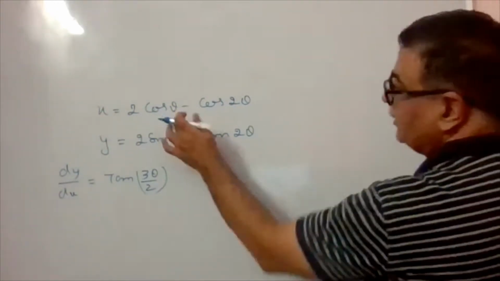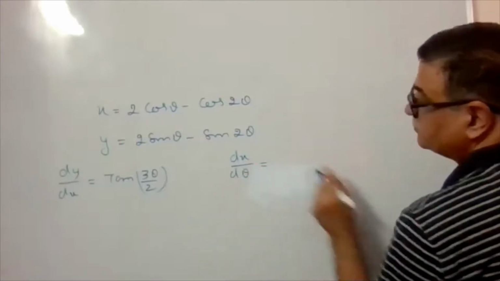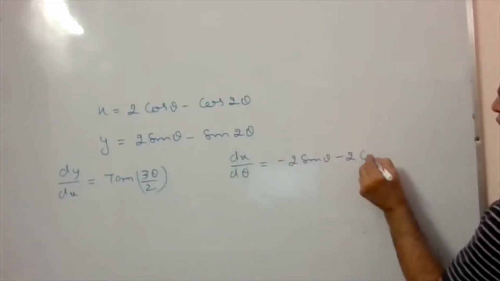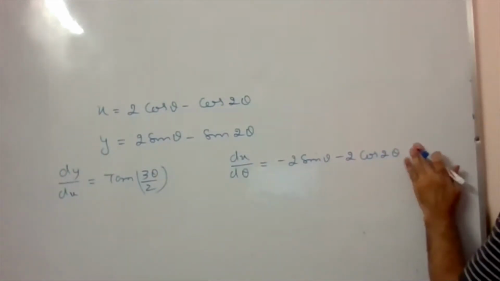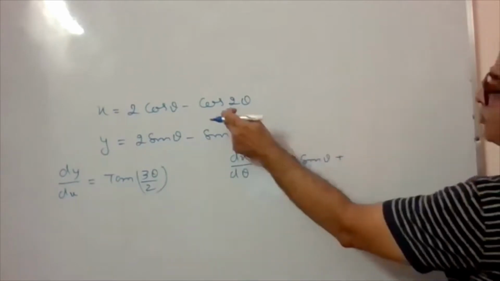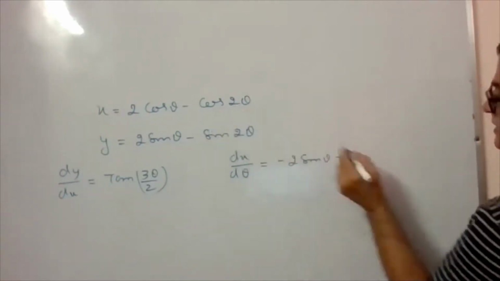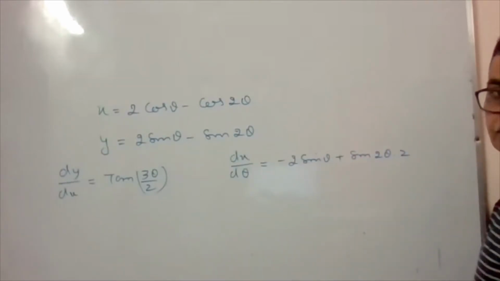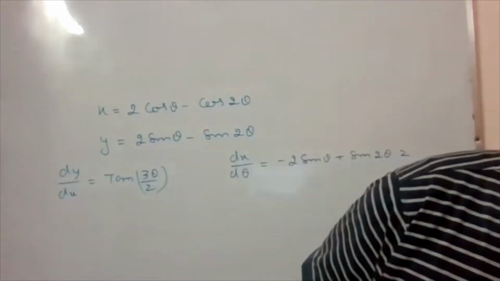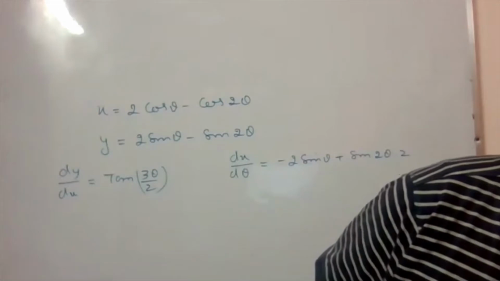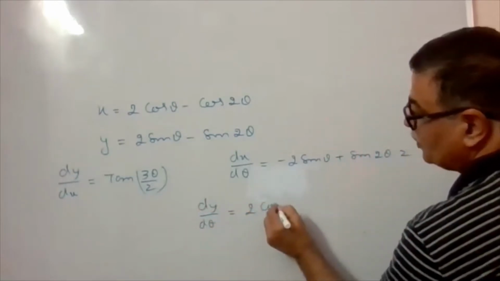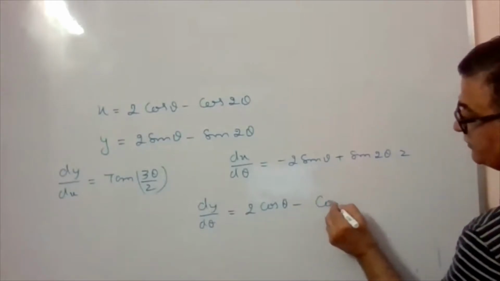So in this case, what we do first, we calculate dx by d theta. What will this come? Minus 2 sin theta. Here when you solve it, it will come minus 2 cos 2 theta into, cos 2 theta derivative I am taking, so it will come out to be plus, because the derivative of cos 2 theta will be sin 2 theta, so it will come out to be plus sin 2 theta into. Same way we go for dy by d theta, that comes out to be 2 cos theta minus cos 2 theta twice.